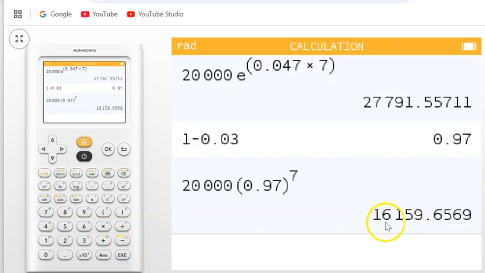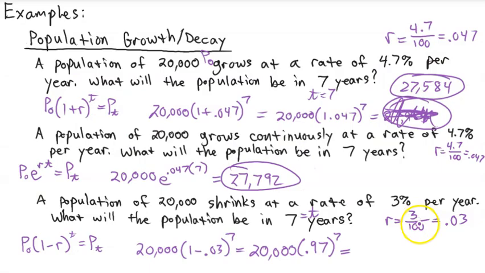And we get 16,159.65. This 0.6 tells us to make the 59 a 60, so it'll be 16,160. Notice now in the shrinking, the answer is actually smaller than the starting number, where in these, the ending number was larger than the starting number. And so those are some examples of exponential growth and exponential decay.